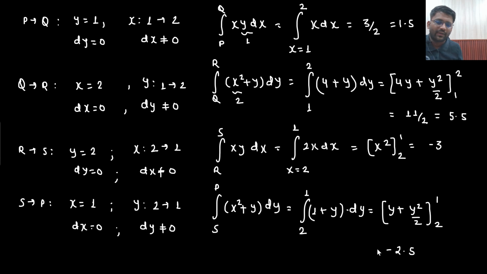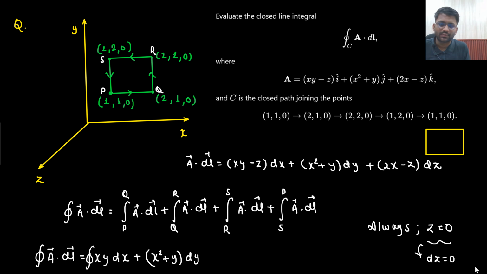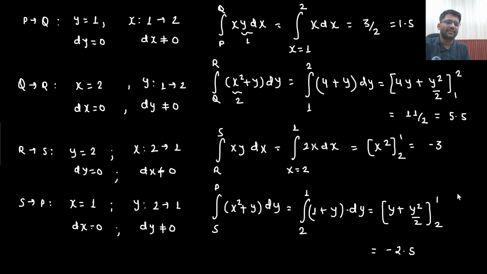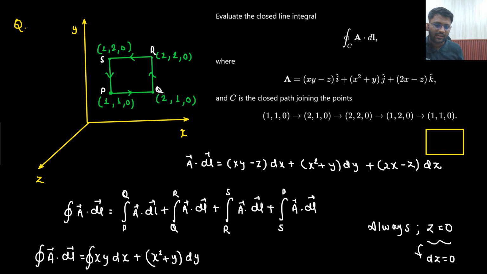So all these things we have calculated. All the paths we have calculated. Very simple concept. X is constant at 1 here. So very simple process. Now we simply need to add them up. What answer will we be getting? 3 by 2, 1.5, is the answer that we are getting.